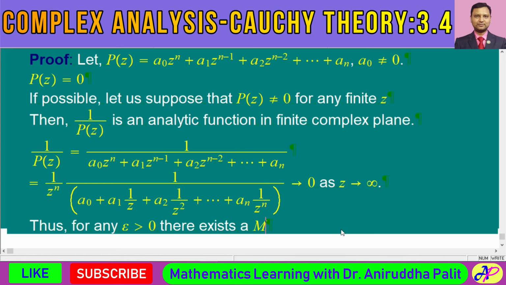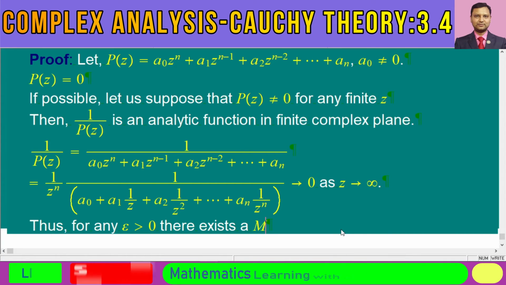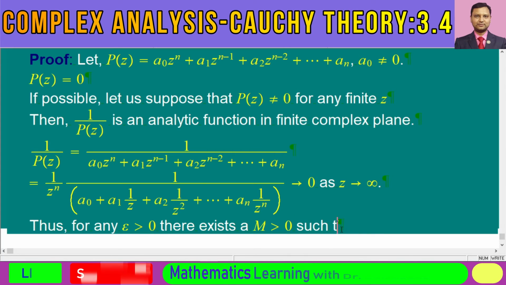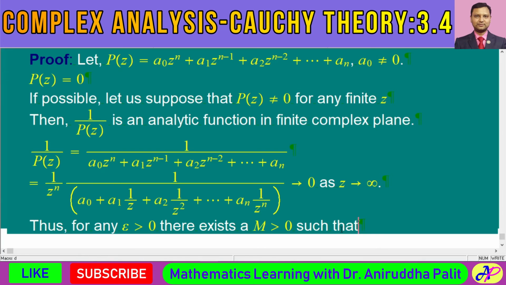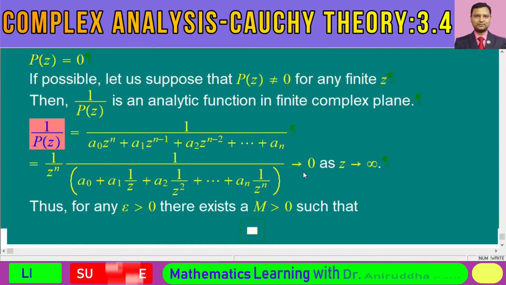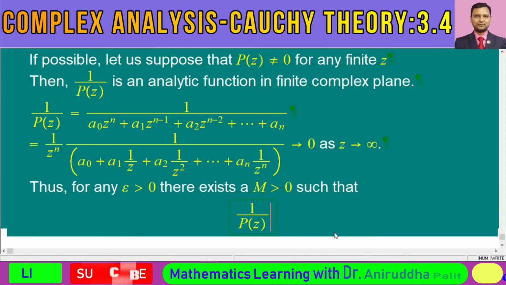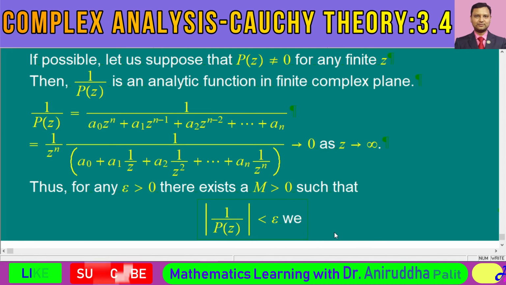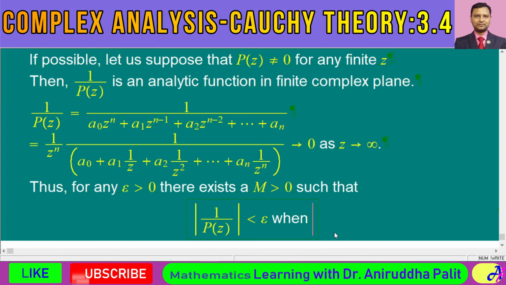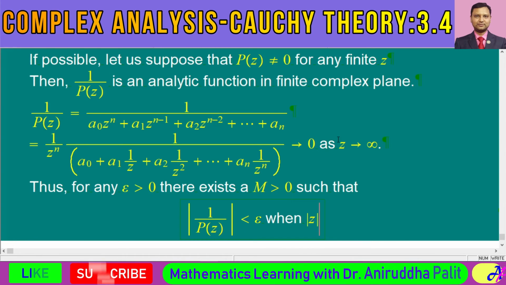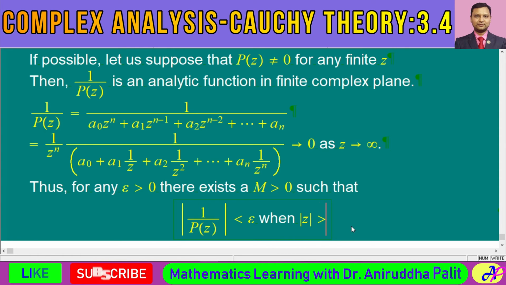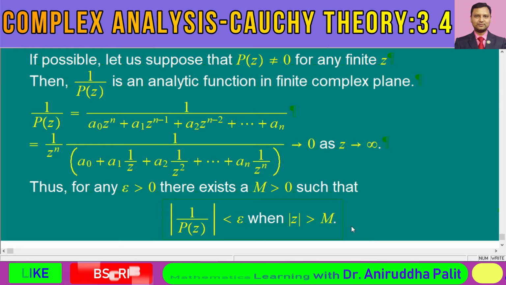Capital M, over there capital M is greater than 0, such that you see this quantity 1 by p(z) tending to 0. So the modulus of this quantity will be smaller than any small number, like less than epsilon, when this modulus of z is tending to infinity. So modulus of z would be larger than any large number.